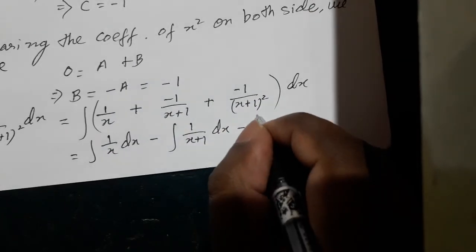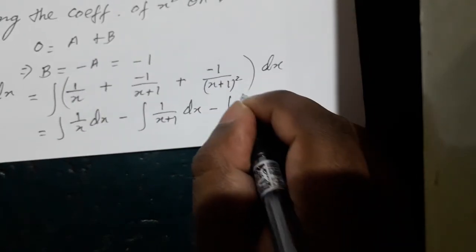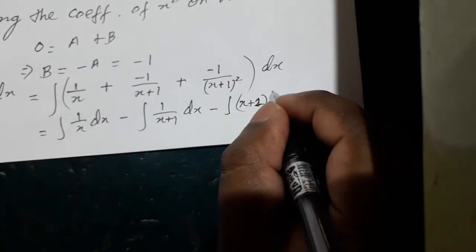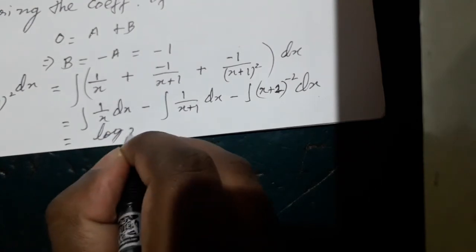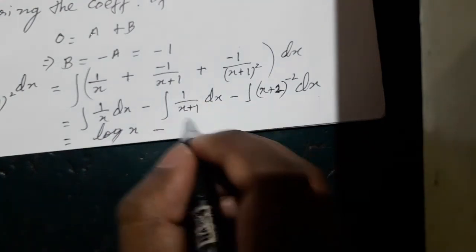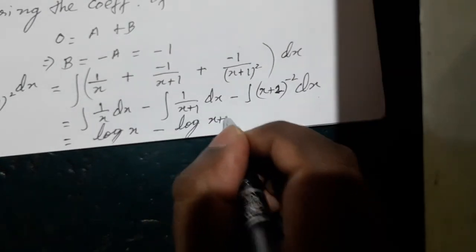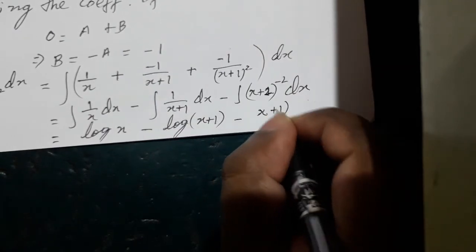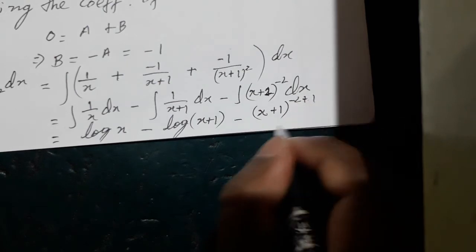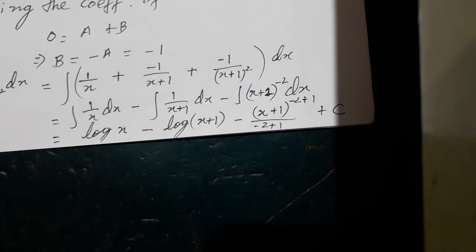This you get minus integration, and this you can bring up. So if you bring up this, you get (x plus 1) to the power minus 2 dx. So the integration of this is nothing but we have here log x, minus the integration of this, you get log of x plus 1. And to integrate this, we have (x plus 1) to the power minus 2 plus 1 divided by minus 2 plus 1, plus integration constant.